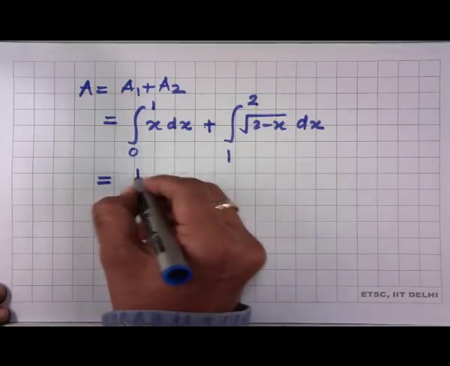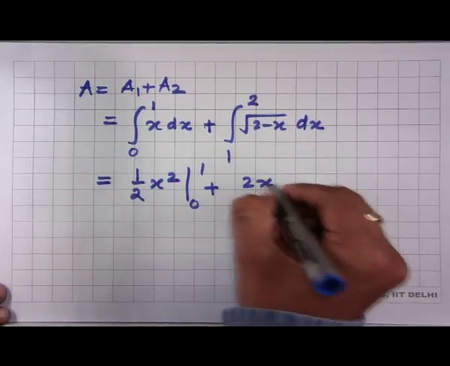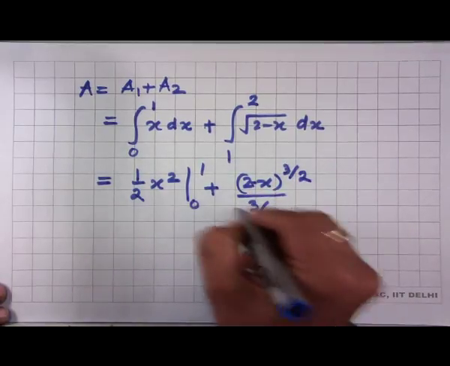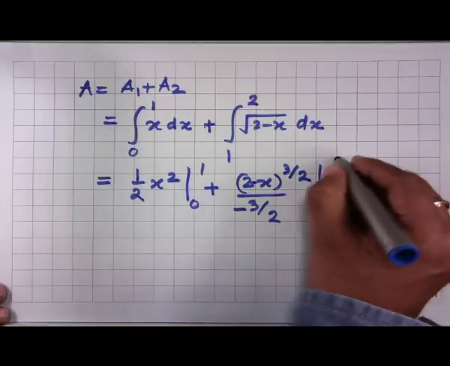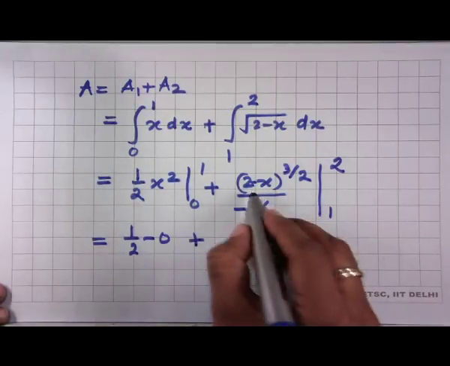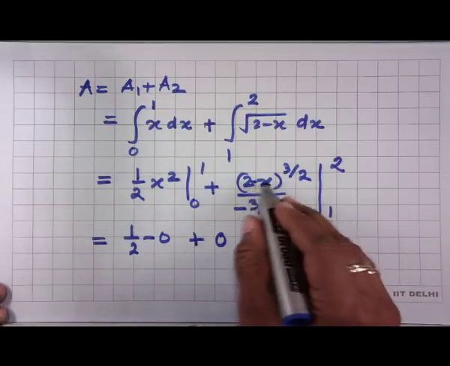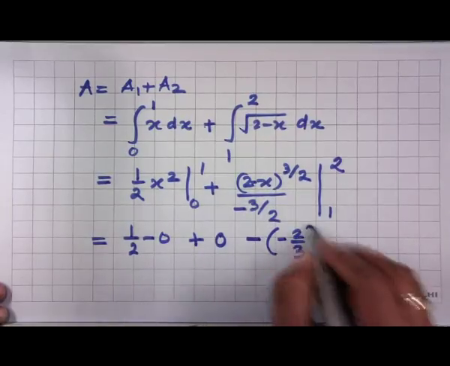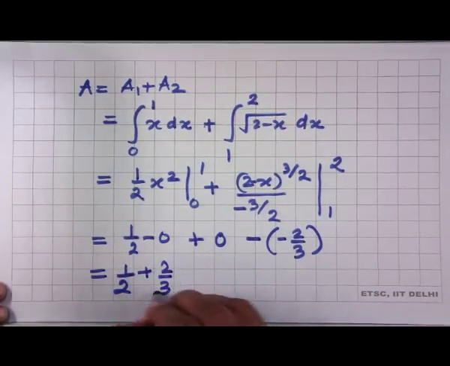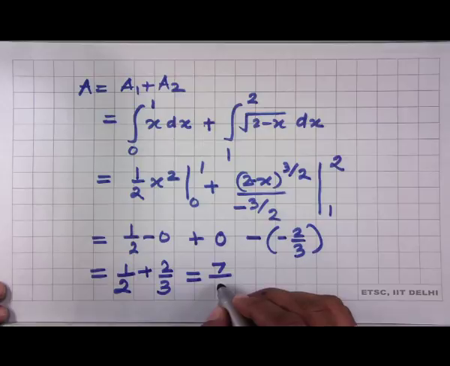This is equal to 1 by 2 x square from 0 to 1 plus minus 2 minus x to the power 3 by 2 by 3 by 2, from 1 to 2. So, we get 1 by 2 minus 0 plus, at 2 it will be 0. So, 0 minus, at 1 it will be 1, so minus 2 by 3. So, the total area is 1 by 2 plus 2 by 3, which is 7 by 6.